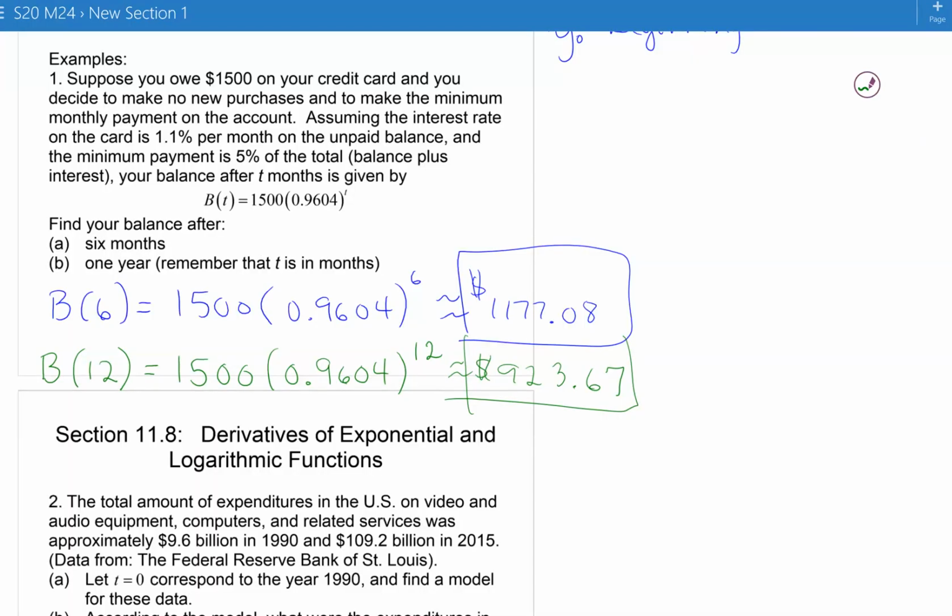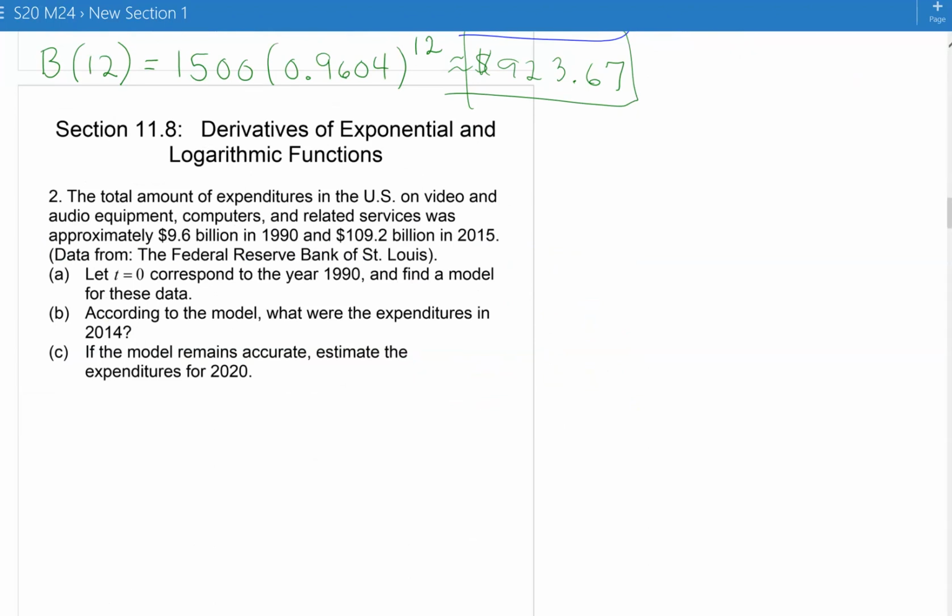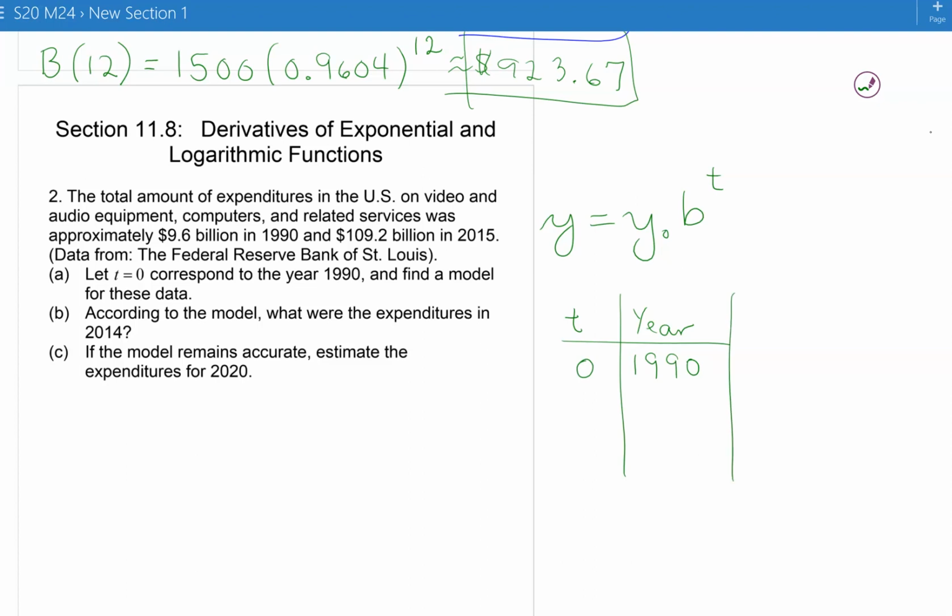So continuing on with section 4.2, we have an example where we're asked to create a growth model. So we're going to be building something that looks like y equals y0 b to the t. So we're being asked to have t correspond to a year where t equals 0 is the year 1990. So in that year 1990, we have an expenditure number of 9.6, and this is in billions of dollars.